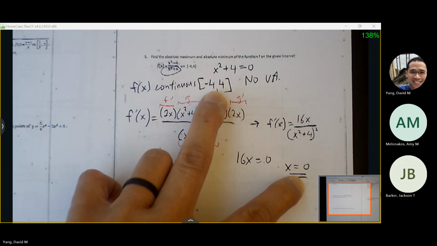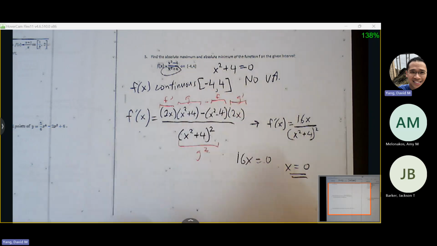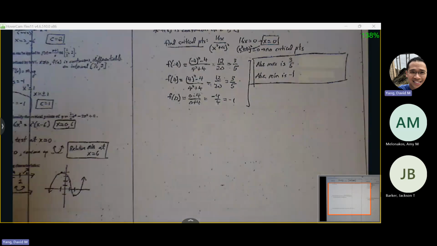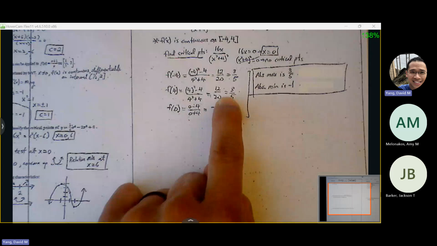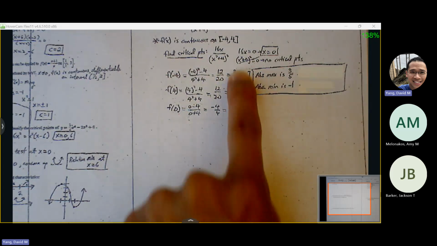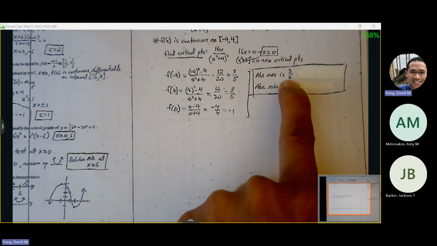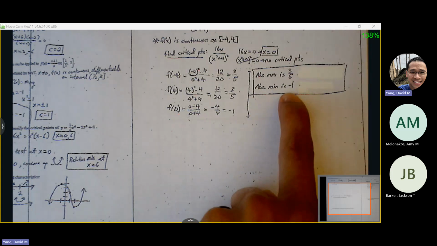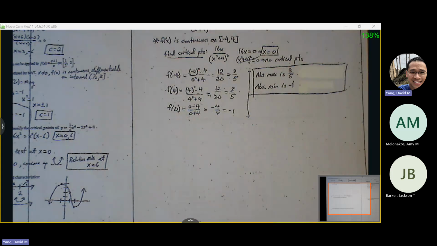Which one? The original, yeah, the original will give you your y values. So we'll plug -4 into the function, plug 4 into the function, plug 0 into the function, and then you compare their y values. Your highest y value is your absolute max. Your lowest y value is your absolute min. Here, there's a tie for highest y value, so it'll be 3/5. The lowest y value is -1, just the y value.